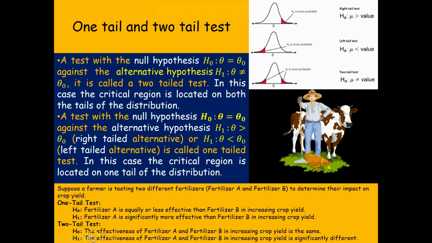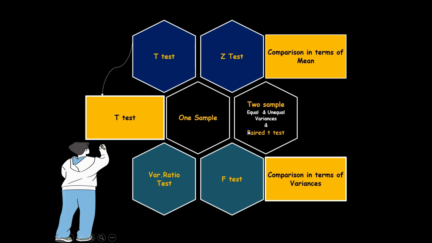Now in case of two tail, the null hypothesis is that the effectiveness of fertilizer A and fertilizer B in increasing the crop yield is the same. The alternative hypothesis is that the effectiveness of fertilizer A and fertilizer B in increasing the yield is significantly different. So this is a clear example by means of which we can differentiate a one-tail from a two-tail test.